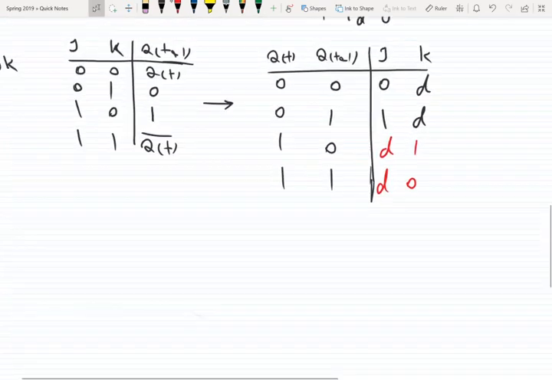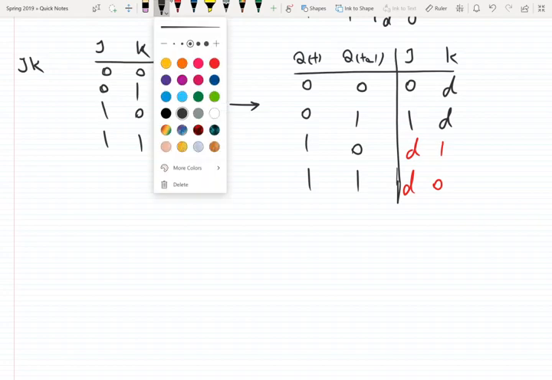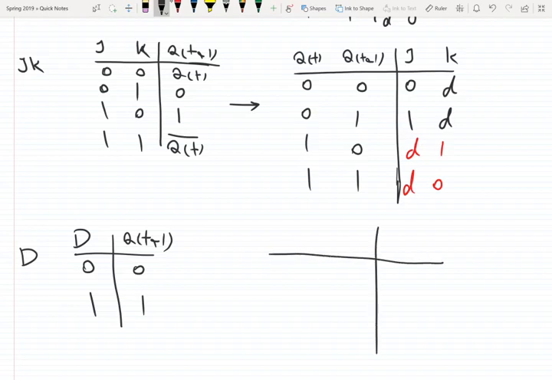So this one is the excitation table of the JK flip-flop. Let's move to the excitation table of the next flip-flop, which definitely is easier. The easiest one is the D flip-flop. For the D flip-flop, we have D, and we have Q of t plus 1. If D is 0, Q of t plus 1 is 0. If D is 1, Q of t plus 1 is 1. So Q of t, Q of t plus 1, and D.